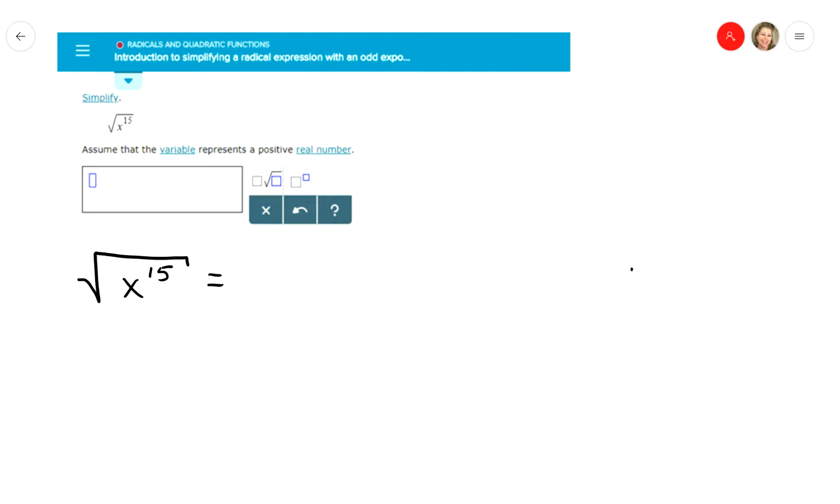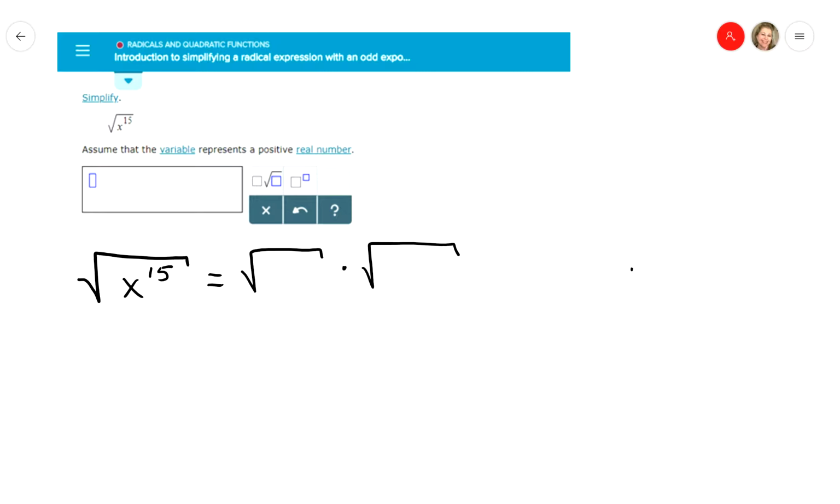In the even one, I showed you the shortcut where all you have to do is divide by 2. Unfortunately, 2 only divides into even numbers. This one is odd. So what I'm going to do is break this down into two radicals.